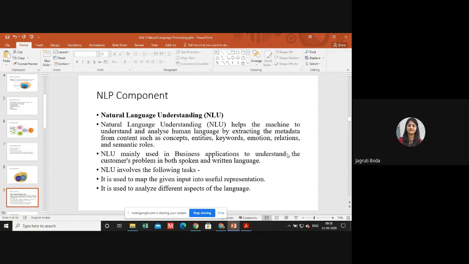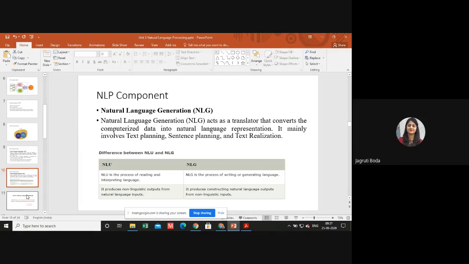Okay. Now, what is natural language generation? Natural language generation acts as a translator that converts the computerized data into natural language representation. It mainly involves text planning, sentence planning, and text realization.